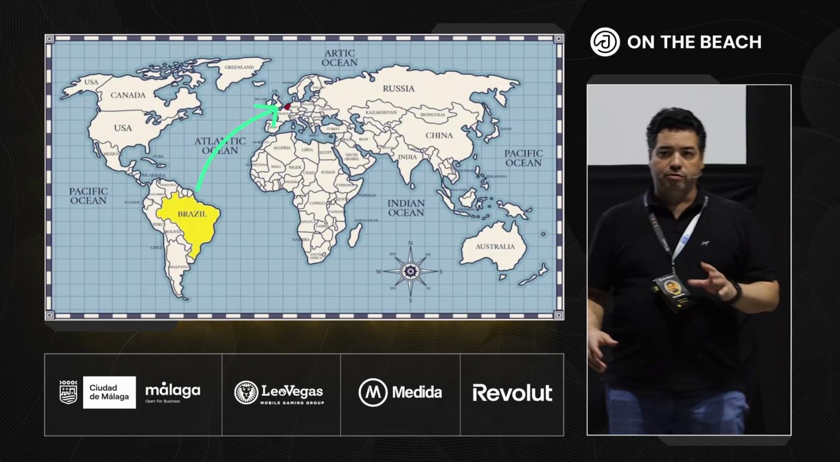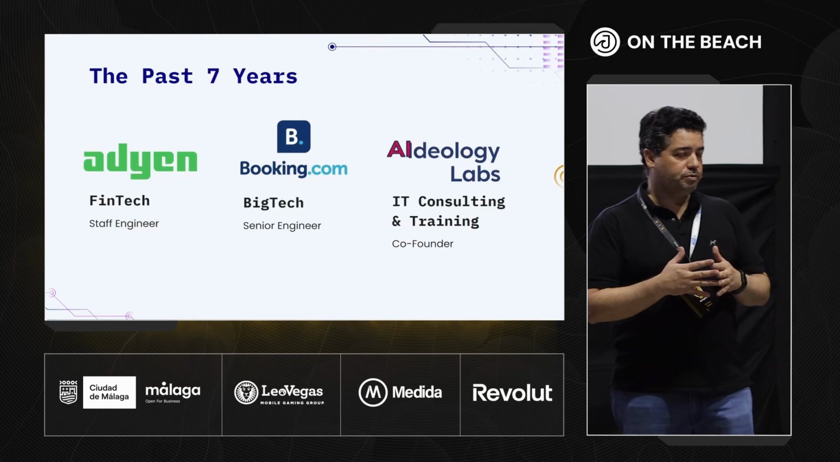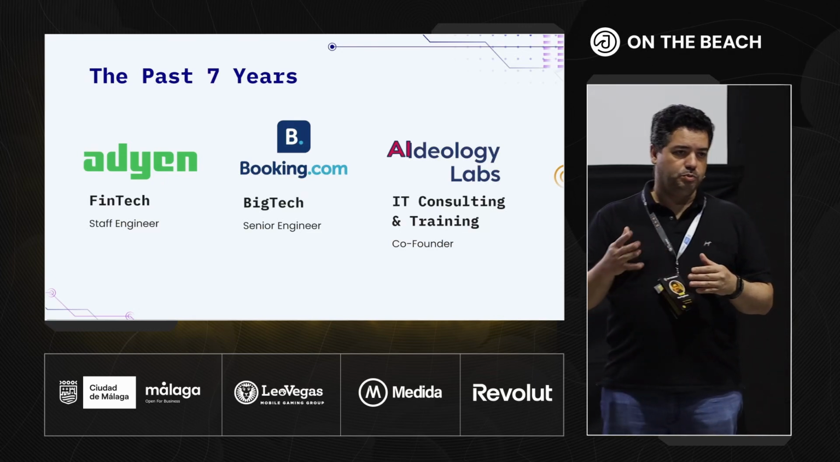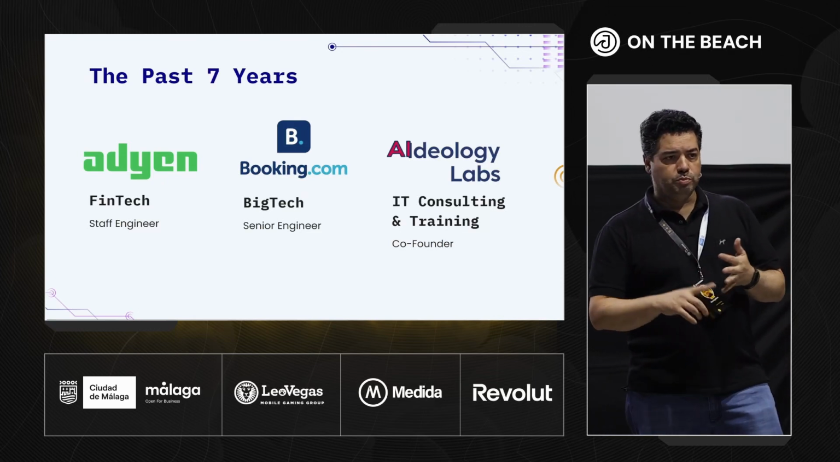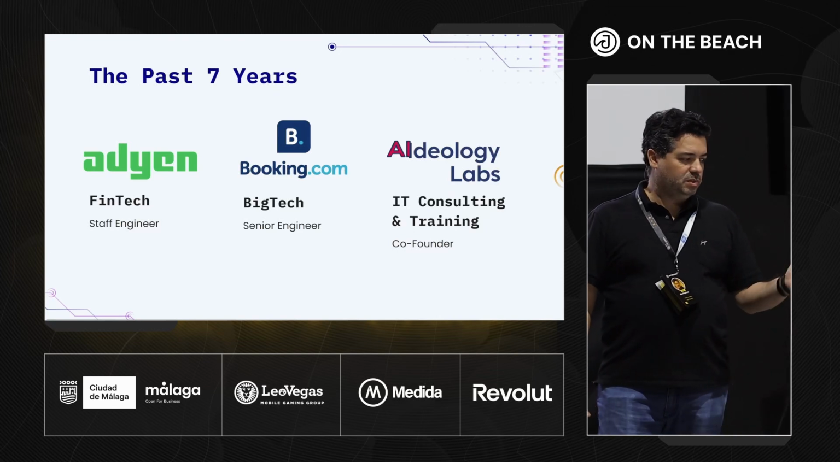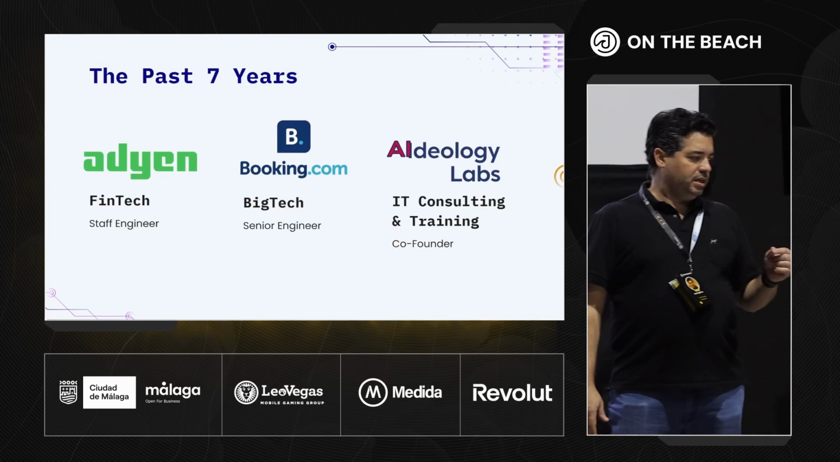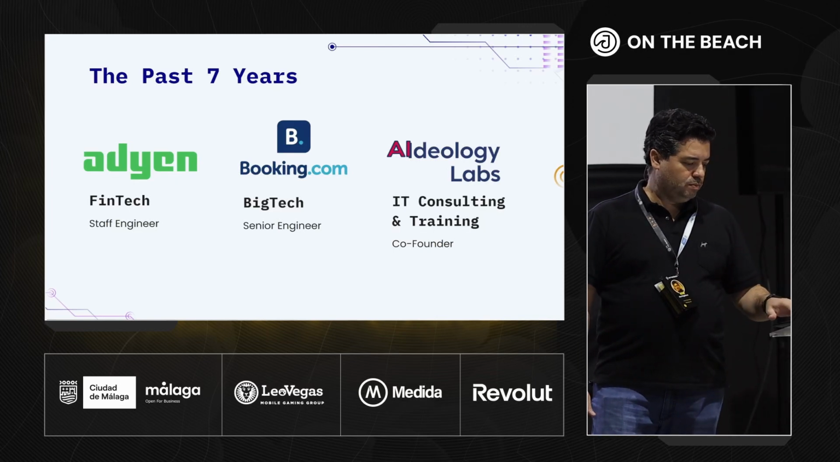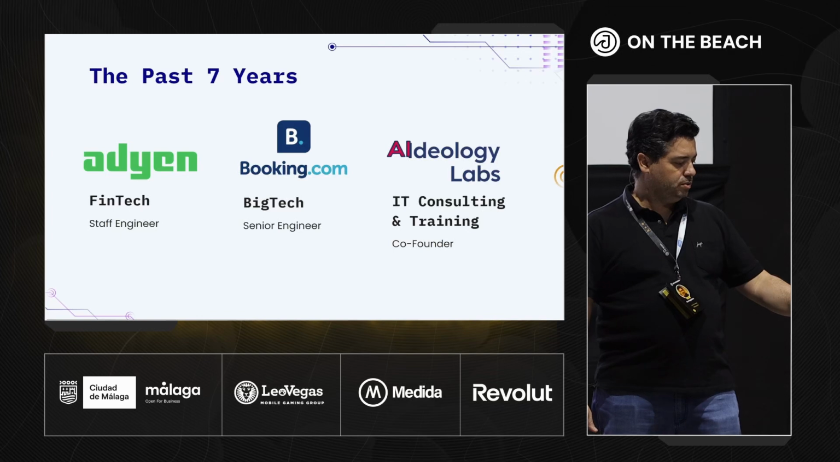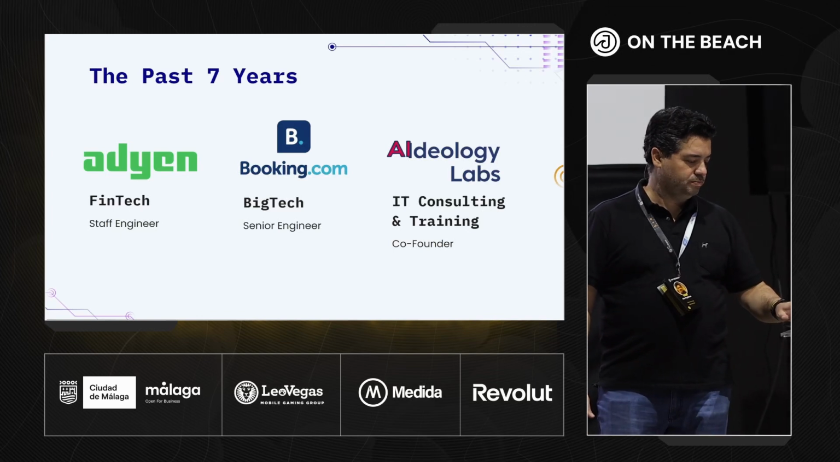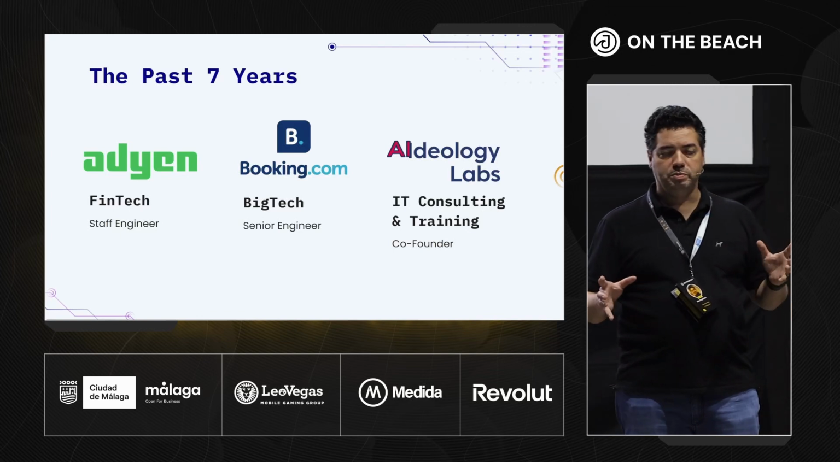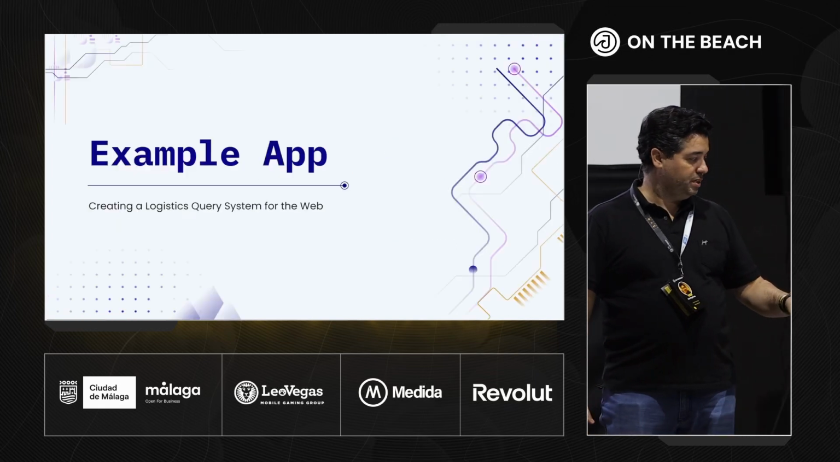There I have been working for different companies. I went to work for Adyen, the payment provider that supports Facebook, Uber, and many other big techs. Later, I switched to book.com, where I still work. And I'm starting my own consulting based on AI technologies, and I'll share a little bit of this experience with you today.